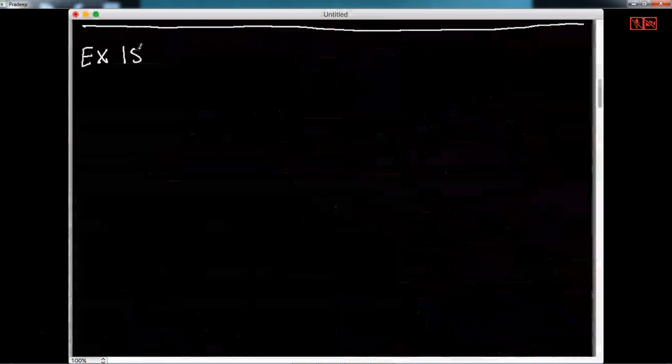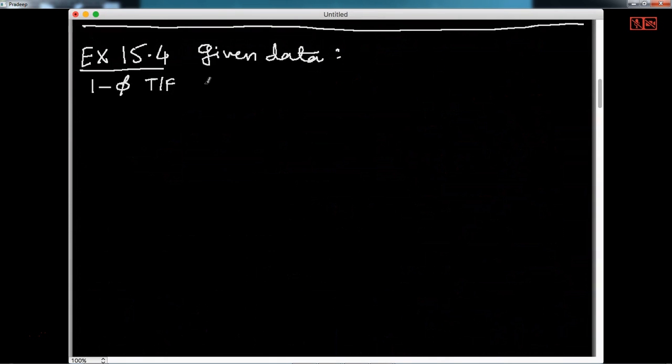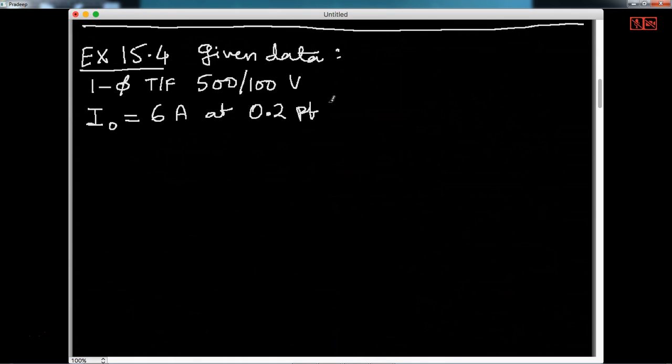Example 15.4. Given data: a single phase transformer having a voltage ratio of 500 by 100 volts has a no load current I0 of 6 amperes at 0.2 power factor lag. So the no load current is 6 amperes at 0.2 power factor lag.